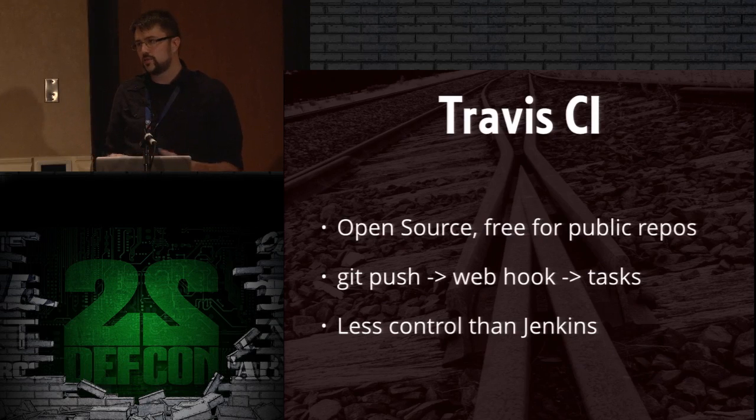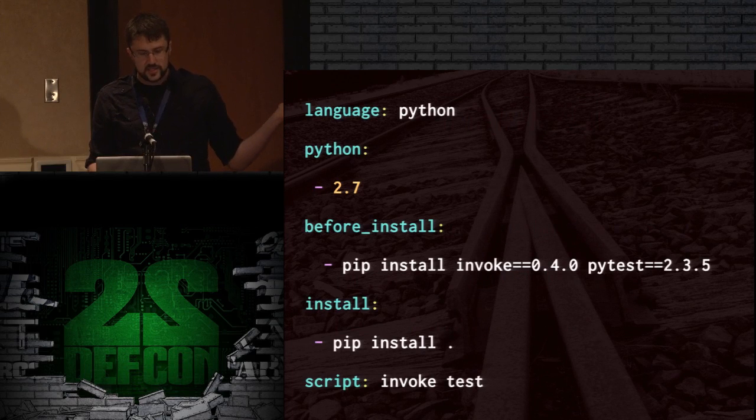It has a lot less control than Jenkins, but it's super simple. Like this is the definition for a Travis YAML. You set up your language. You know, here we're doing Python 2.7. Before the install, we have some steps, as well as the installation, and then what script to run.